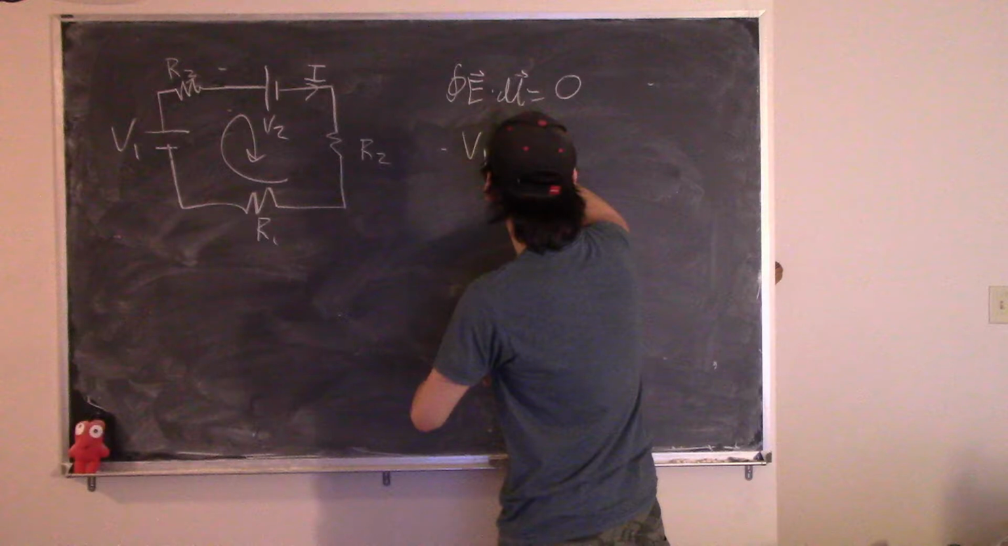So why do I have an I3? Because this was R3. The current's all the same here. It's just the same continuous loop, so the current's the same. So what I can do is factor out my I from all of these terms and then move my V's to the other side. And so this says that V1 minus V2 divided by R1 plus R2 plus R3 is equal to I.